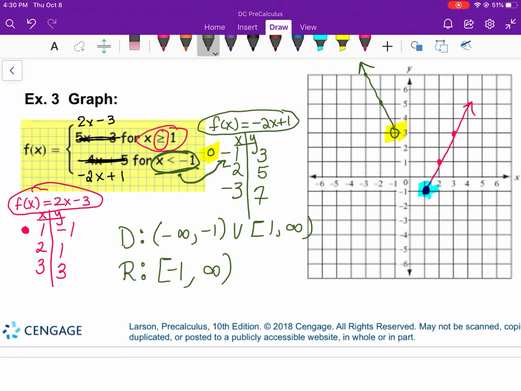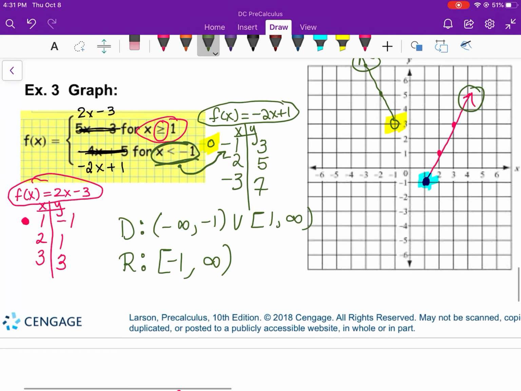Then I picked x values less than negative 1 and I graphed them. Notice the arrows on each end. Those have to be there to show that you can keep going bigger than 1 on the pink side and less than negative 1 there to negative infinity on the other side. And then we read the domain and range.